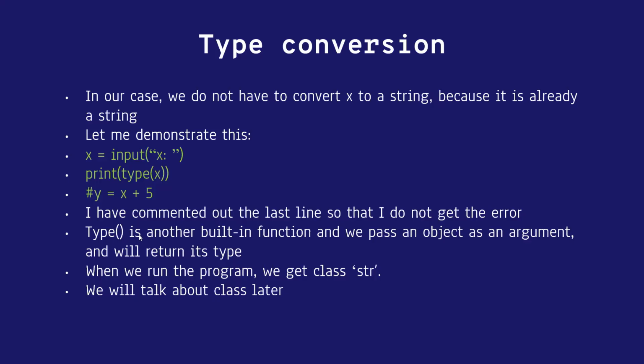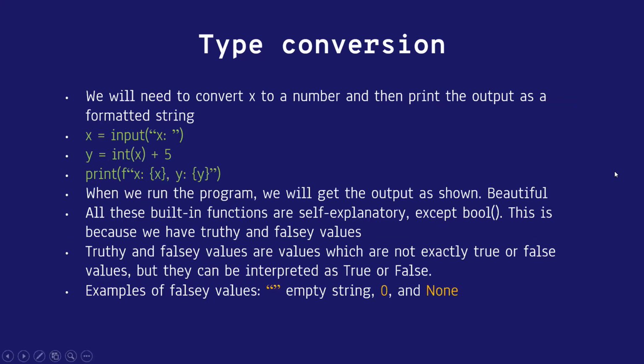Now, I've commented out the last line so that we do not get the error. type is another built-in function, and we pass an object as an argument, and it returns its type. When you run the program, we get class string. We'll talk about classes later in the course.